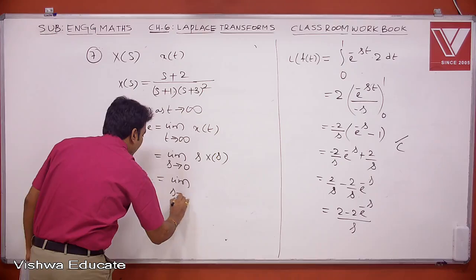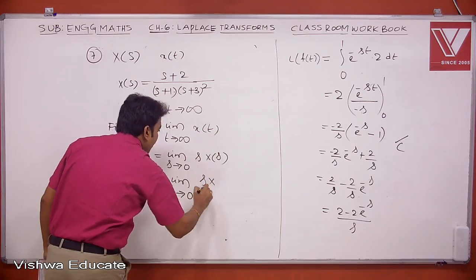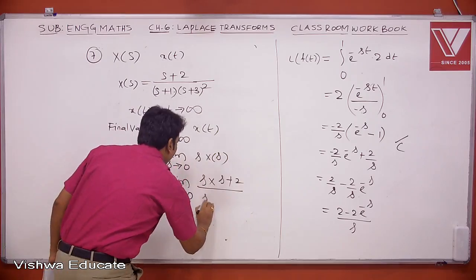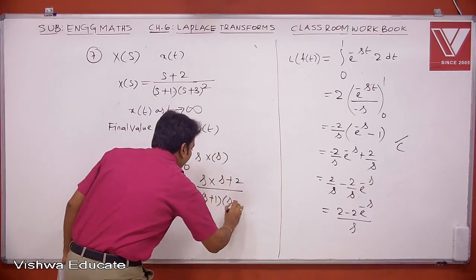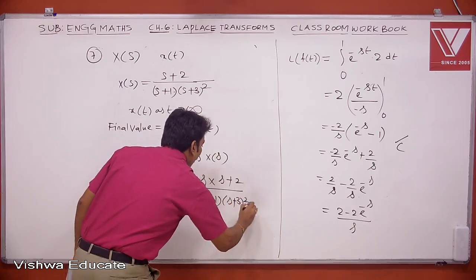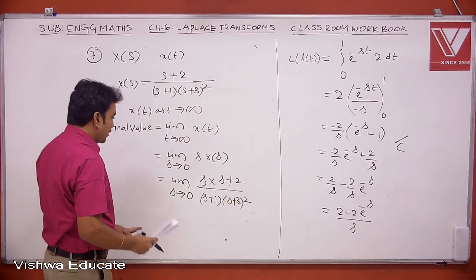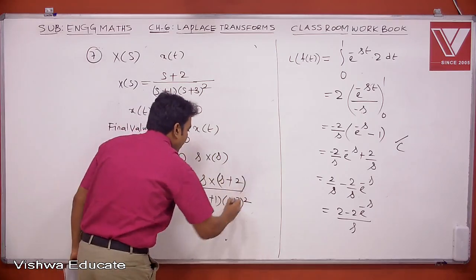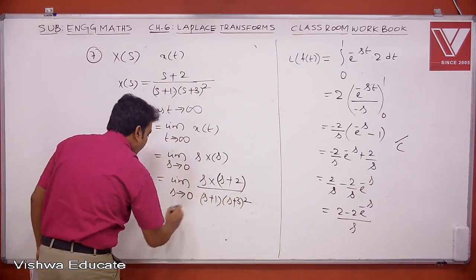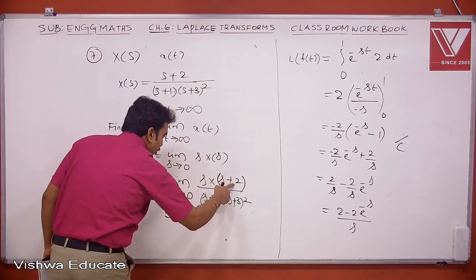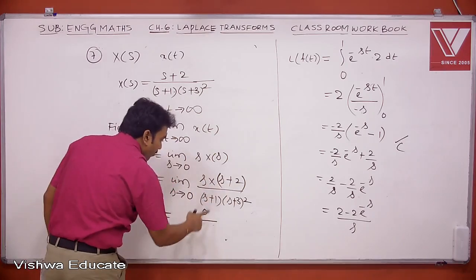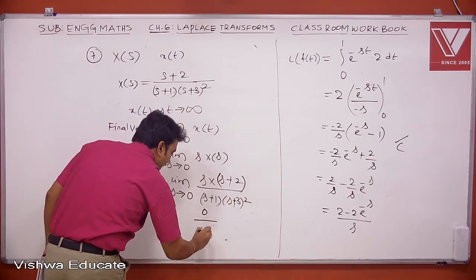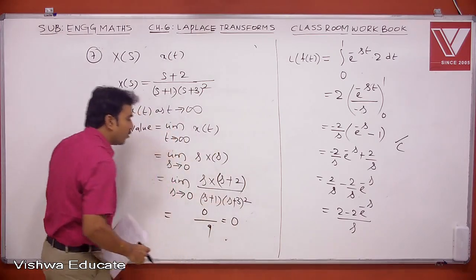So this is limit s tends to 0, s into X of s, which is s plus 2 divided by (s plus 1) into (s plus 3) whole square. So this is s into (s plus 2) divided by (s plus 3) whole square. Now replace s by 0. This is 0 into (0 plus 2), which is 0. Denominator is 1 into (0 plus 3) whole square, anyhow this is 9. So the final value is 0.